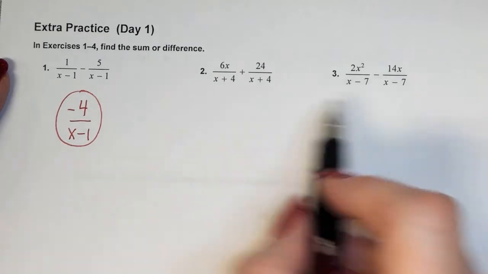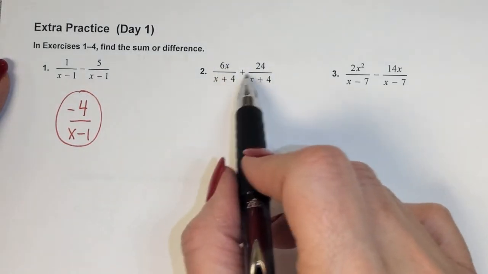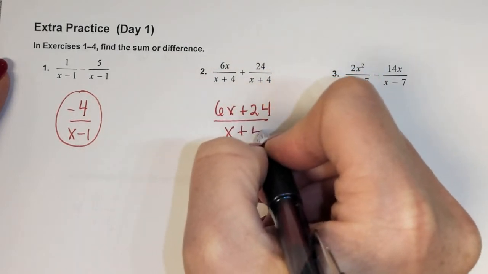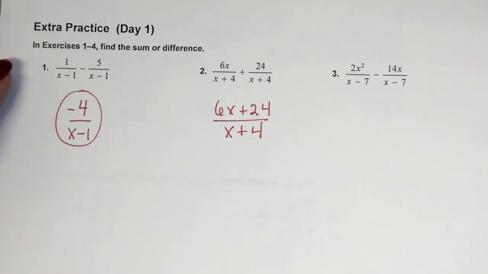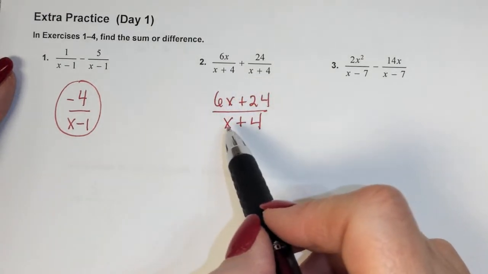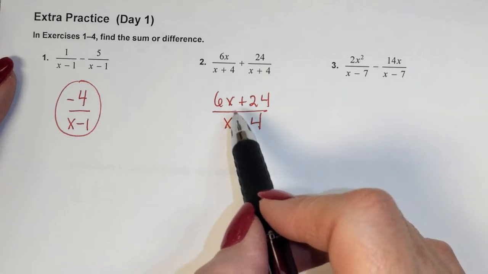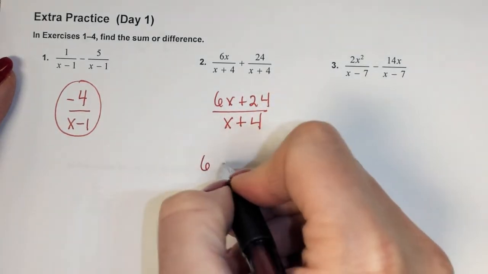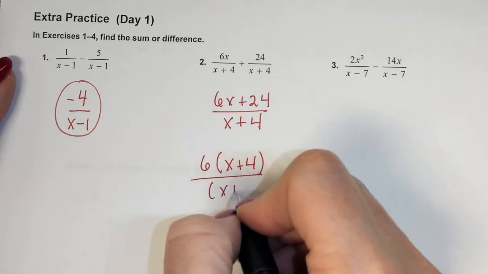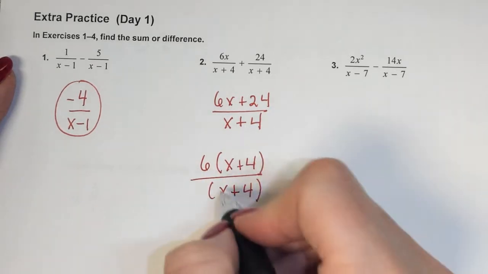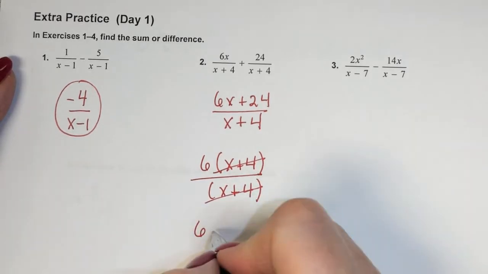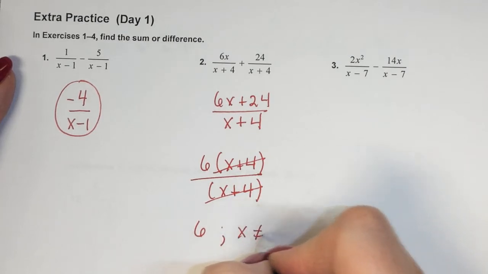All right, number 2, we have a common denominator, so we're just going to add the numerator. So it's 6x plus 24. But we now have to check to see if we can do something like we did on last night's homework. This is now a rational expression. Can I do any factoring and simplify this? What can I factor out of the numerator? 6, and then I would have x plus 4. And in the denominator, I have x plus 4. So now I could cancel these out. And the answer is just 6 for this. But I would want to make that stipulation that x cannot equal negative 4.